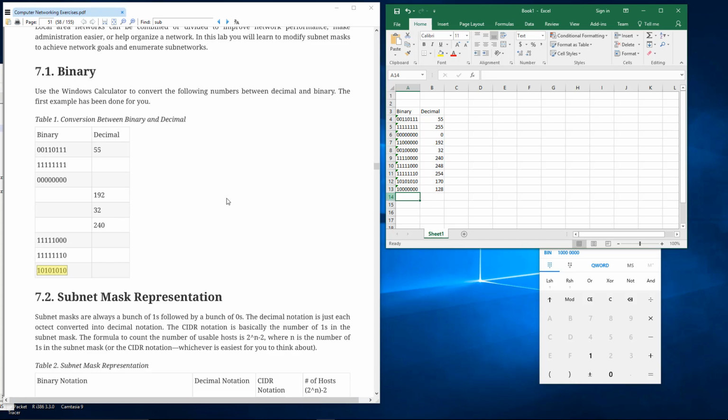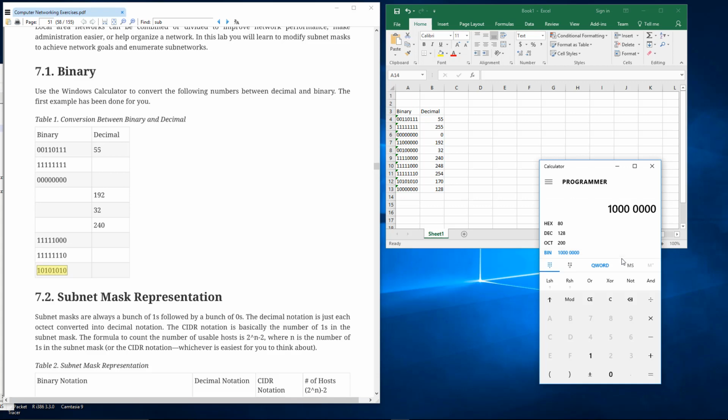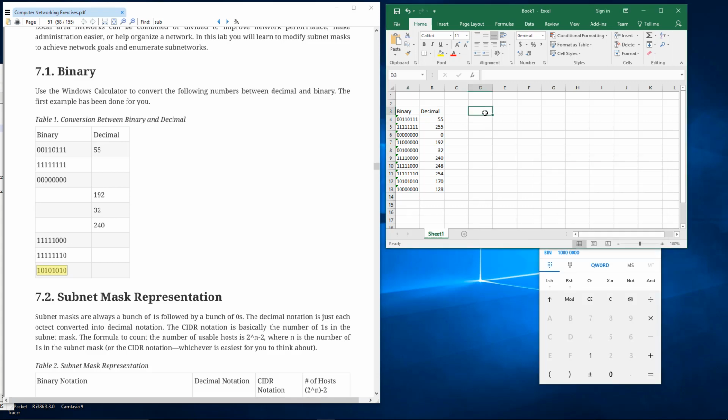All right, so where does this come from? We've used the Windows calculator to convert between the two, but what is the Windows calculator doing behind the scenes? Let's dig into that just a little bit. In binary, we can think of each one of these digits as having a certain place. So it's the 1 place, the 2, 4, 8, 16, 32, 64. It goes up from there.